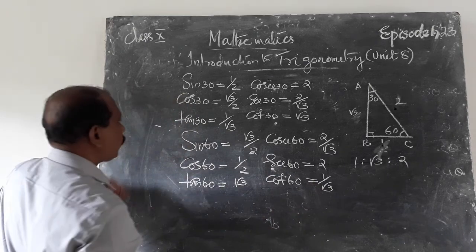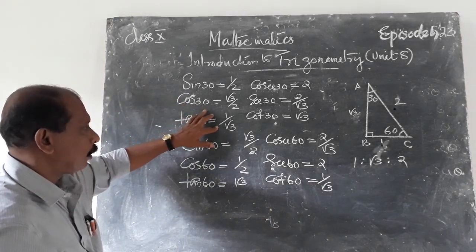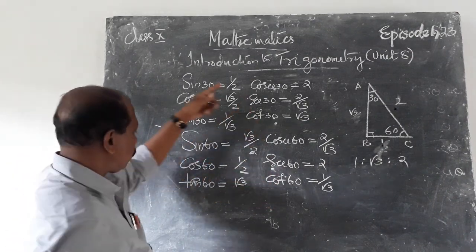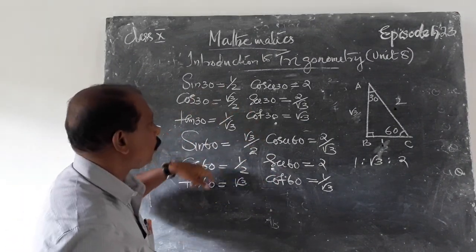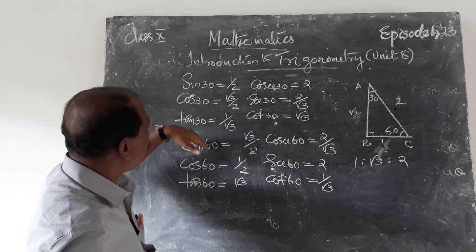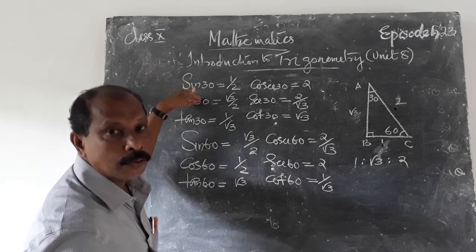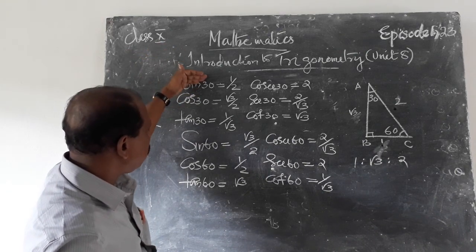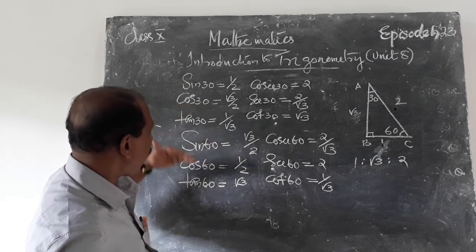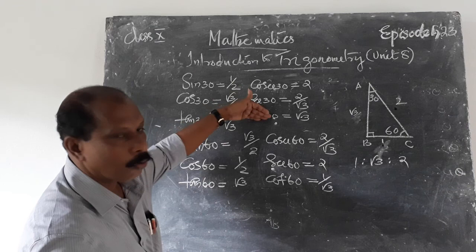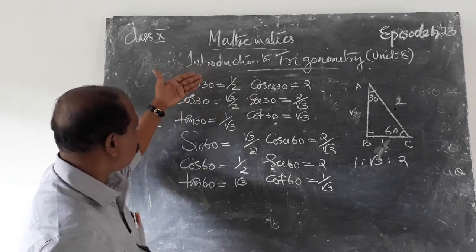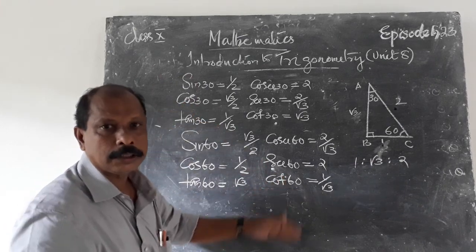Then comparing, tan 30 is 1 by root 3, cot 60 is 1 by root 3. Tan 60 is root 3, cot 30 is root 3. They are equal. That is, sin 60 and cos 30 are equal to root 3 by 2. Sin 30 and cos 60 are equal to 1 by 2. Tan 60 and cot 30 are equal to root 3. Tan 30 and cot 60 are equal to 1 by root 3.